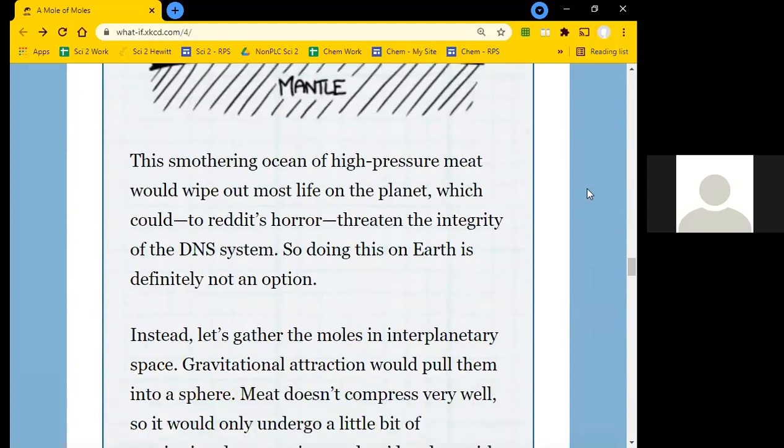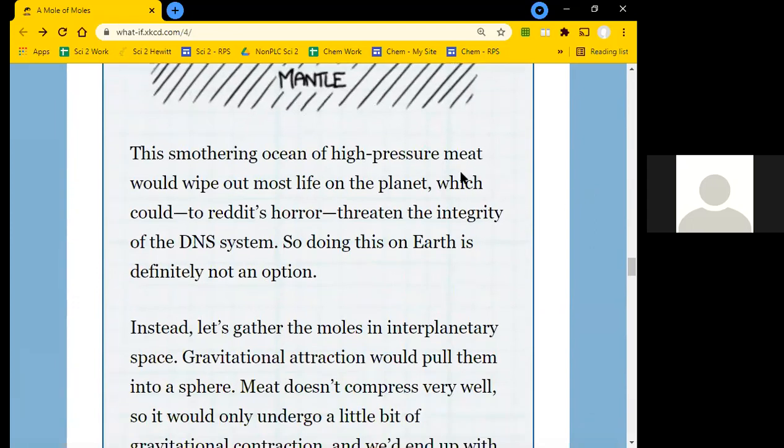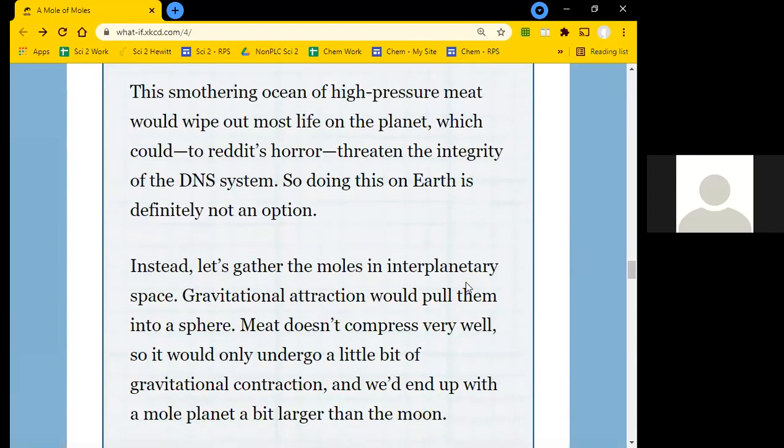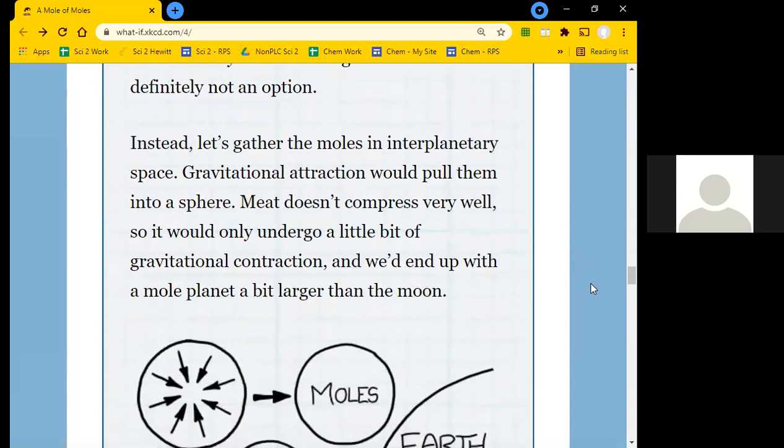Now, this smothering ocean of high-pressure meat would wipe out most life on the planet, which could, to Reddit's horror, threaten the integrity of the DNS system. So doing this on Earth is definitely not an option. Instead, let's gather the moles in interplanetary space.